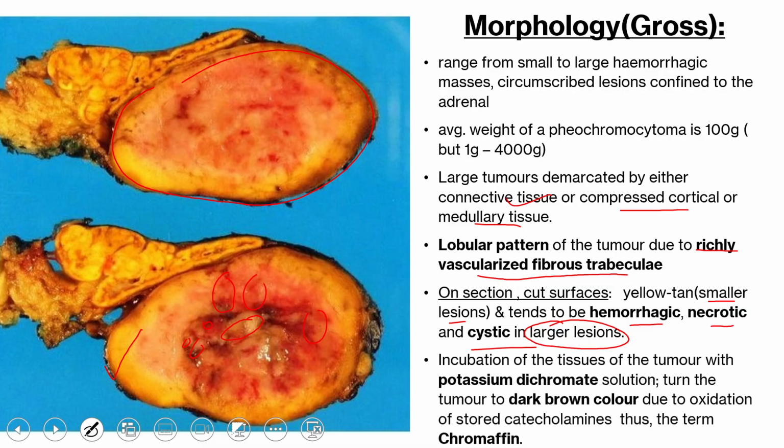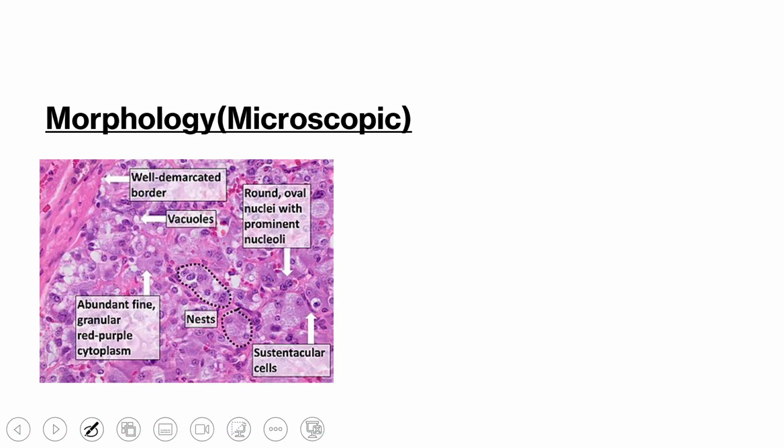Next we see why the name chromaffin is given to the cells. It's because these cells secrete catecholamines, and if we inject potassium dichromate, those tissues oxidize the potassium dichromate and give a dark brown coloration. This happens only because of the presence of stored catecholamines, and thus the term chromaffin is given.